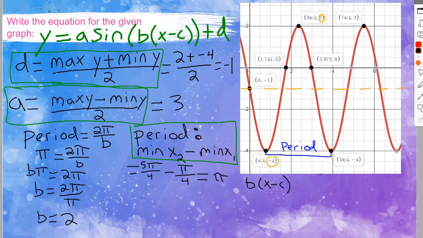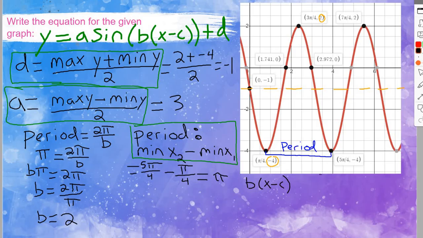Where does sine normally have a maximum value? For the parent graph. Up to 1. And then what's the x value? Or think about your unit circle. Where does sine equal 1? Pi over 2.